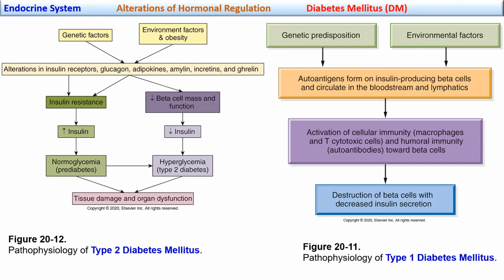Risk factors for diabetes, either type 1 or type 2. Under type 1, you will find that there is genetic predisposition and environmental factors. Same thing under type 2 diabetes: there are genetic factors and environmental conditions.